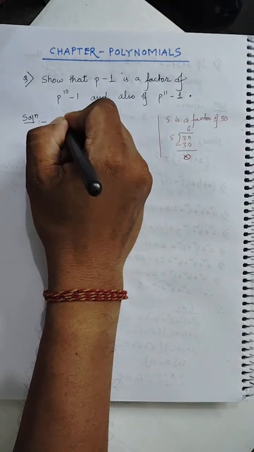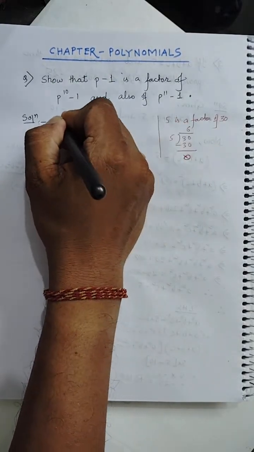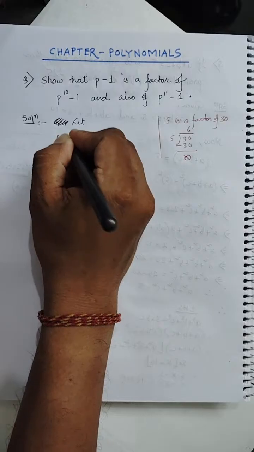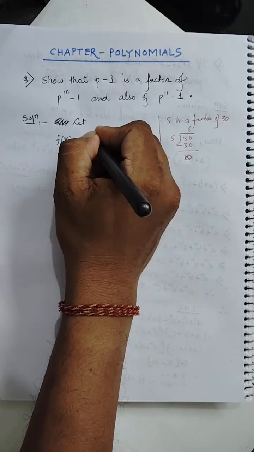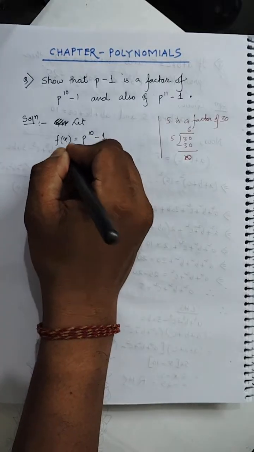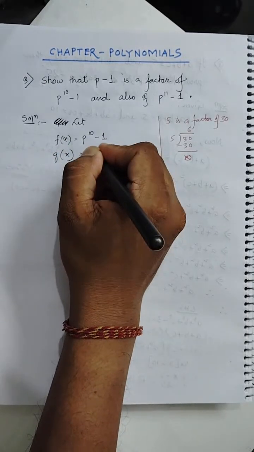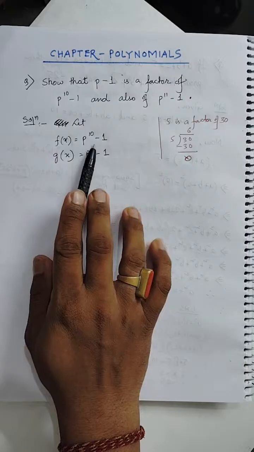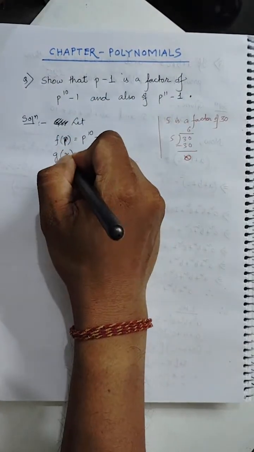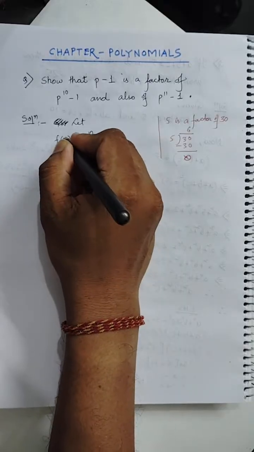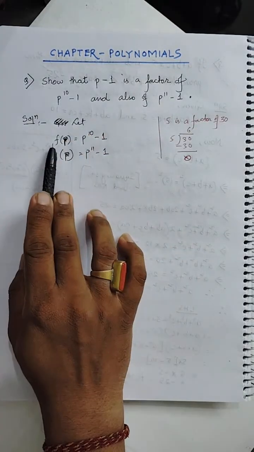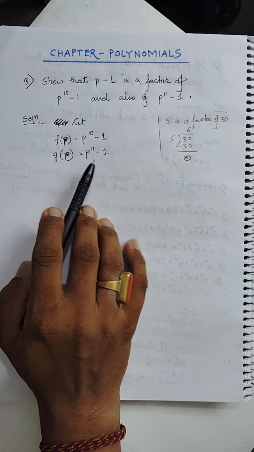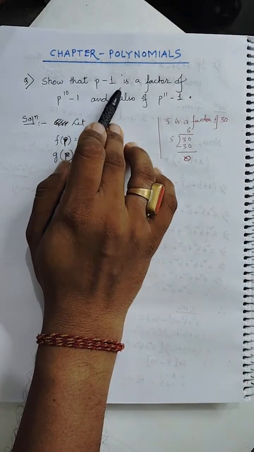So given, we can take let f(p) equal to p to the power 10 minus 1, and say g(p) is equal to p to the power 11 minus 1. That means we have assigned names. This is polynomial f with variable p, and this is also another polynomial g with variable p. Now we have to check if p minus 1 is a factor.